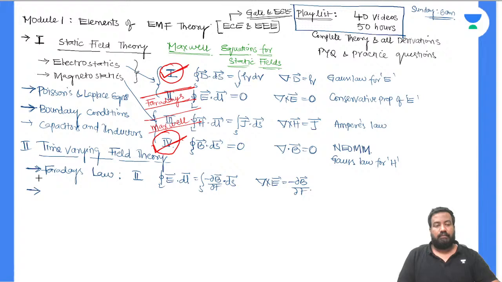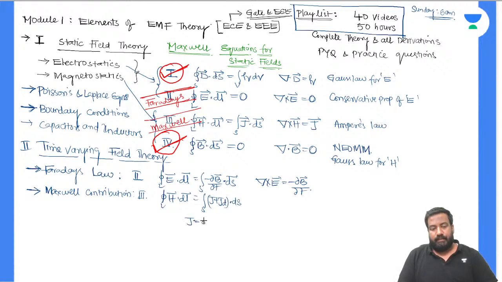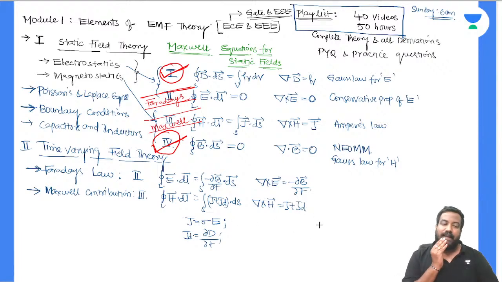Next. We had modified equation number 3, the concept of Maxwell contribution. Closed loop integral of H dot dl is equal to surface integral of J plus Jd dot dS. J is conduction current density given by sigma E, depends on conductivity of the material. Jd is displacement current density given by dD by dt, depends on the time varying electric field. Differential form: del cross H is equal to J plus Jd. This was from Maxwell contribution. So thereby we got Maxwell equations for time varying fields.